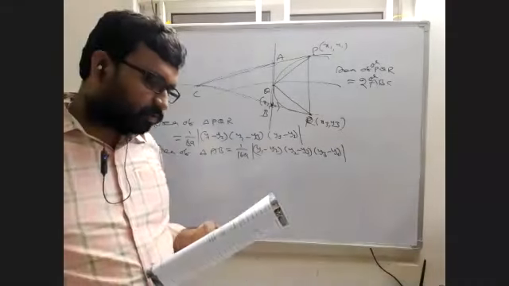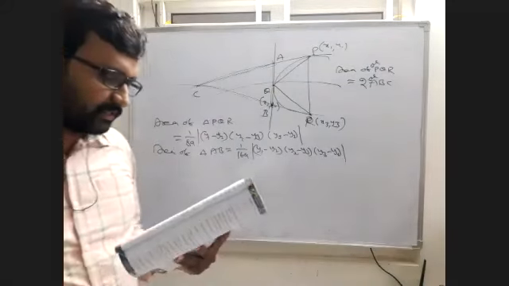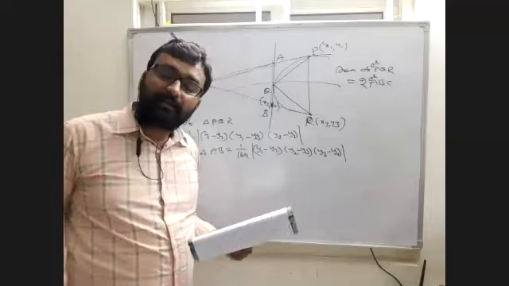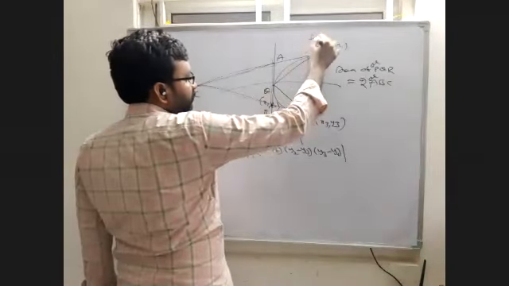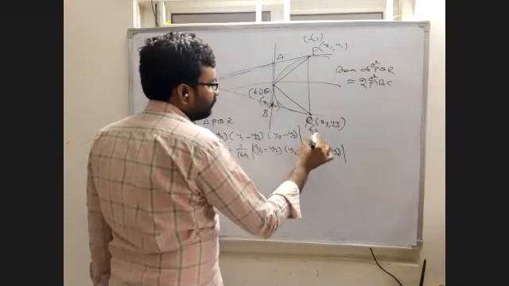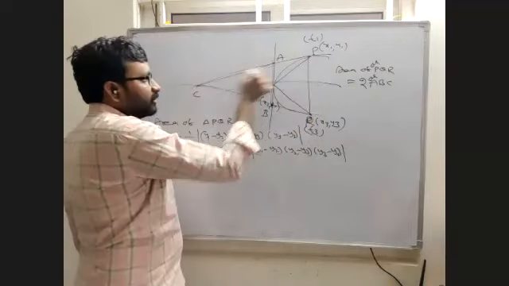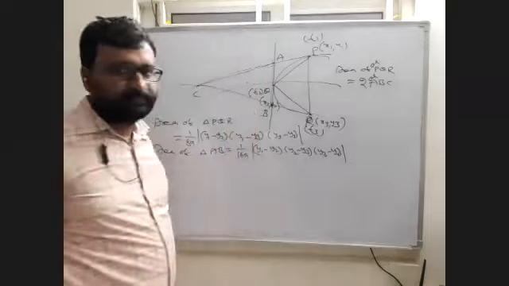Next, the orthocenter of the triangle formed by the tangents at T1, T2, T3. Suppose these are taken as parametric points T1, T2, T3. Then we can draw tangents like this, and you will get the triangle ABC. Then the orthocenter of this triangle.